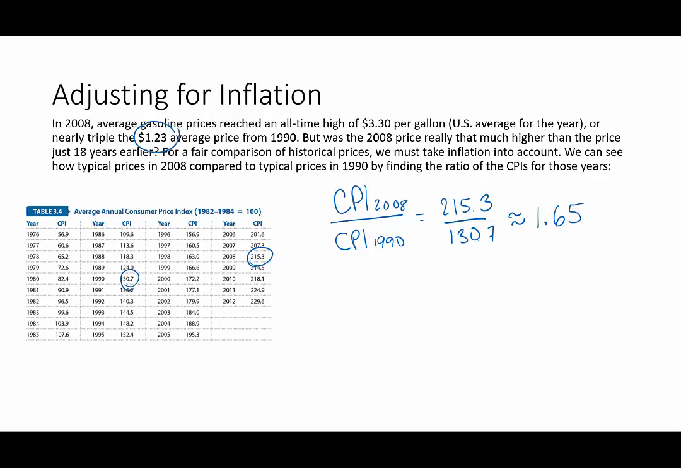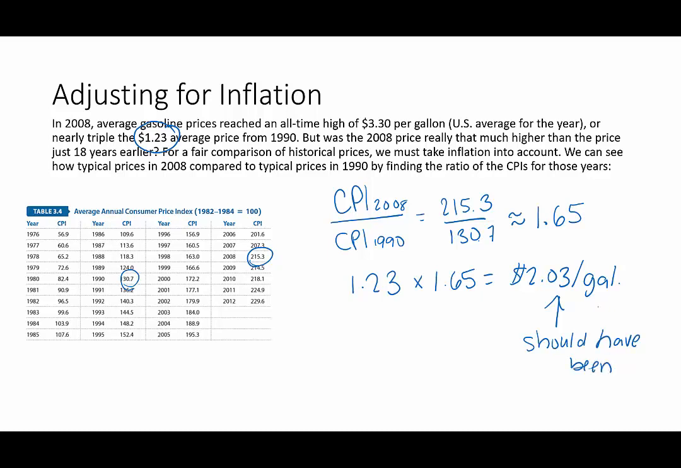If we see how this should have increased based on inflation, it would have been 1.23, that cost, times this inflation rate. And if we do this, we end up getting about $2.03 per gallon. So if the gasoline prices had stayed consistent with inflation, then in 2008, this should have been the cost of gas. How does that compare to the actual cost of gas? It is way cheaper, right? That price is about half more, 50% more, a little bit more than that, than what it should have been.